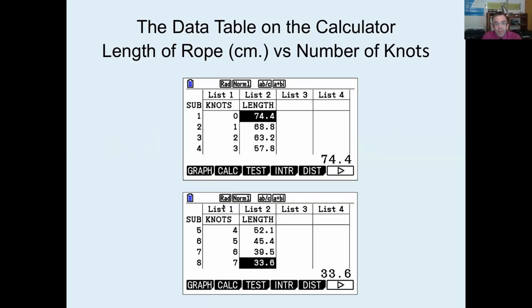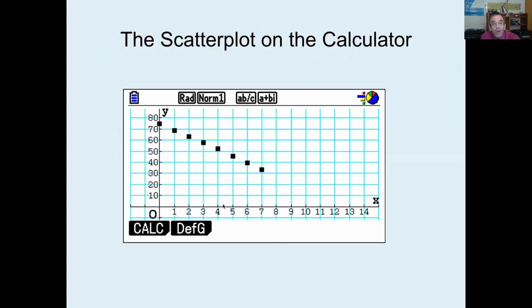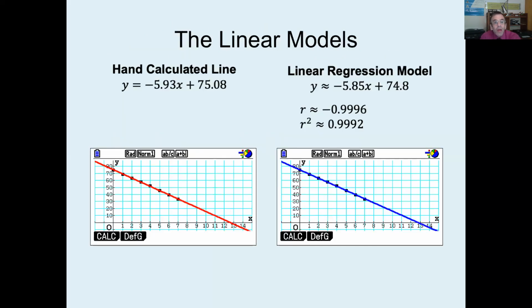So here is our data. Here is the scatter plot, which looks very similar to what we had before. And here are the two mathematical models. As you can see, we have the hand calculated line on the left, the linear regression model from the calculator on the right, and the numbers are indeed very close when it comes to the rate of change: negative 5.93 compared to negative 5.85. The y-intercepts are also very close: 75.08 compared to 74.8.